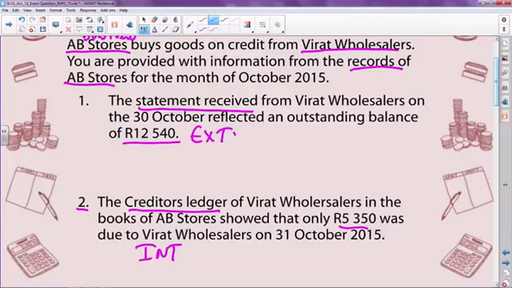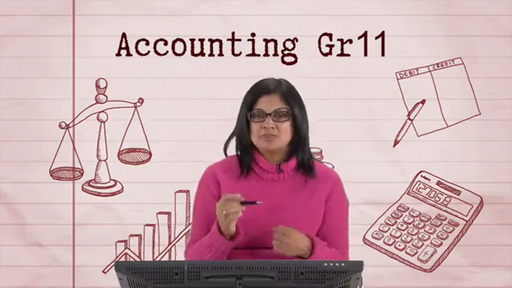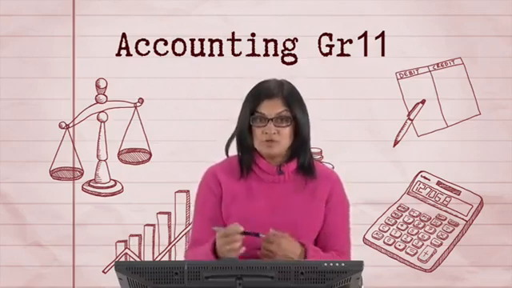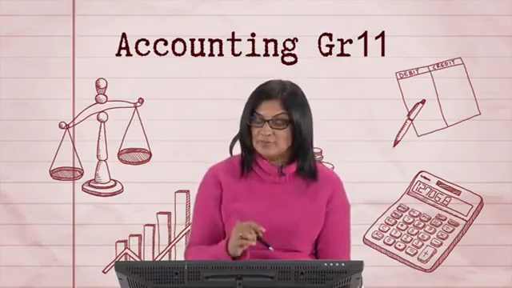there's immediately a huge difference between the amounts owing. According to the statement, we owe 12,540. According to our records, we owe 5,350. So immediately, there's a need for some type of reconciliation, checking and making sure that all the information was processed correctly from both parties. You guys with me?